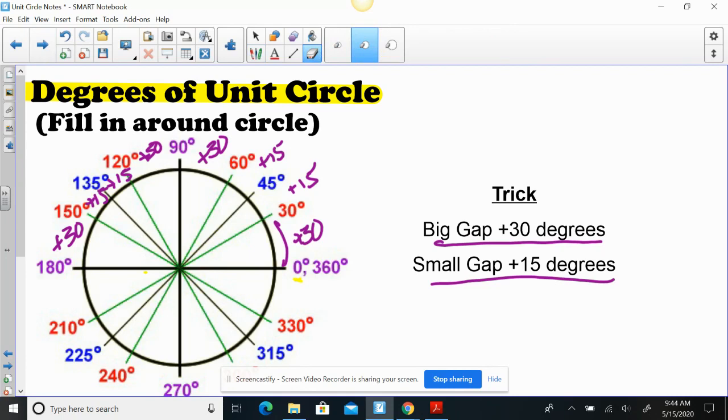If you need to rewind, watch that again. The trick is definitely a trick. You should be able to see the fractional parts, but when in doubt, use the trick. Anytime you get to a big gap, add 30. Anytime you get to a small gap, add 15.